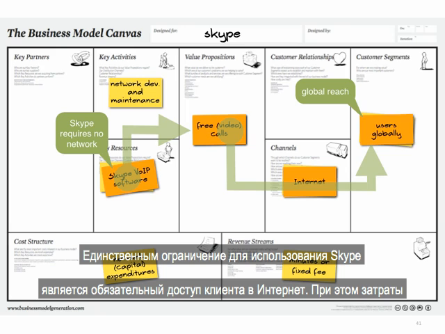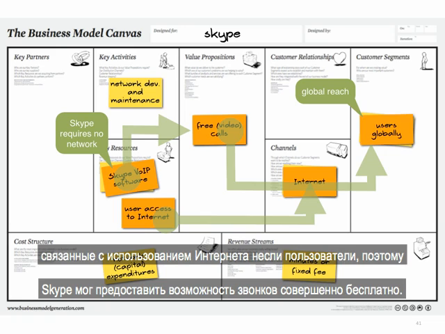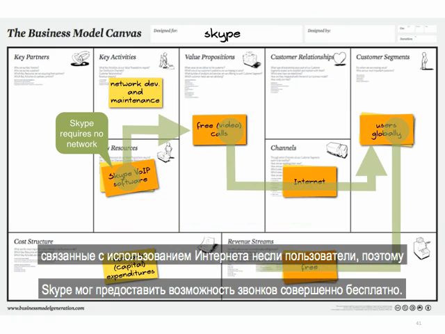What we have to consider here is that for users to use Skype, they had to have access to the internet. So it's very important for Skype to assure that users have access to the internet, because all the calls go through the internet. And what's interesting here is that this was not a cost that Skype incurred. So they could offer calls for free.